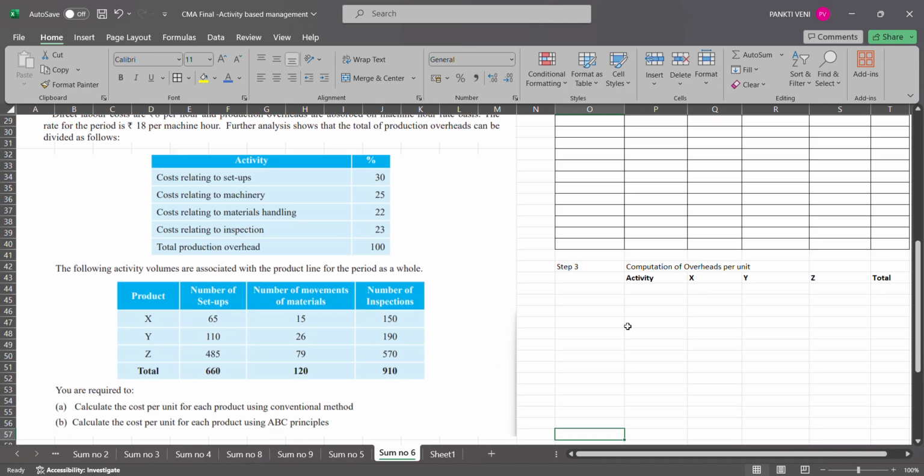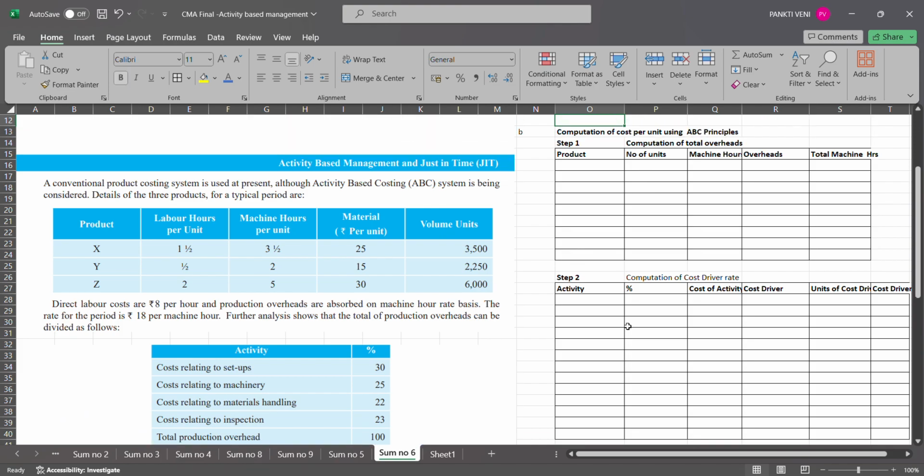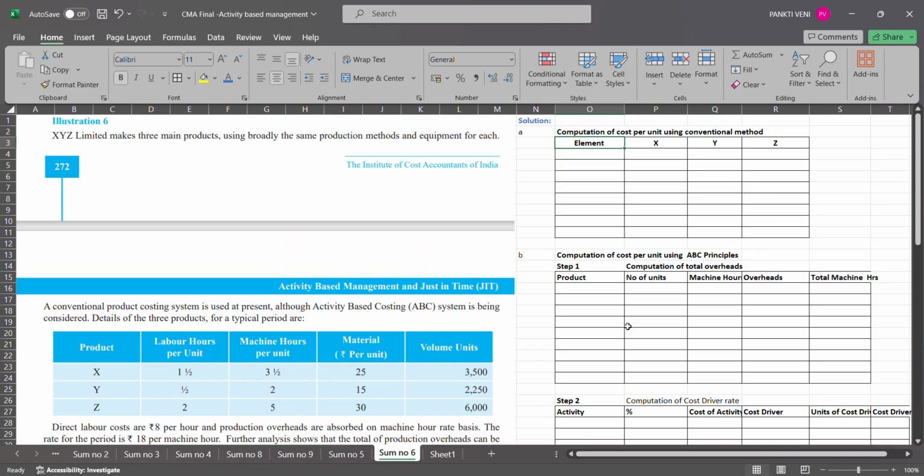The following activity volumes are associated with the product line for the period as a whole. So activities are also given here. You are required to calculate cost per unit for each product using the conventional method. Conventional means traditional method. So first, I'll note down my cost.